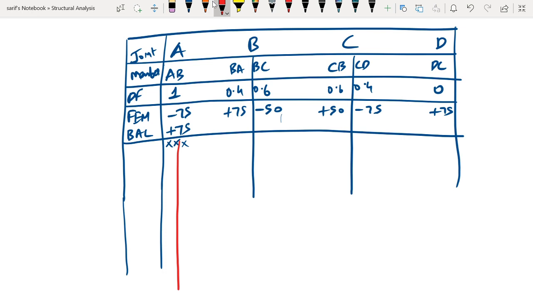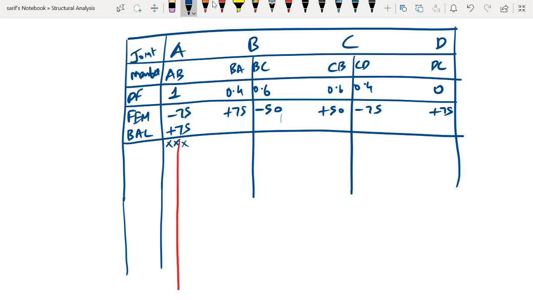Next, we need to equilibrate the interior supports. So we have plus 75 here and minus 50 here. So the net unbalanced moment is 75 minus 50, which is plus 25. So we need to add minus 25 to B so that B will be in equilibrium. If you add minus 25, that minus 25 has to be distributed among BA and BC in the ratio of their distribution factors.